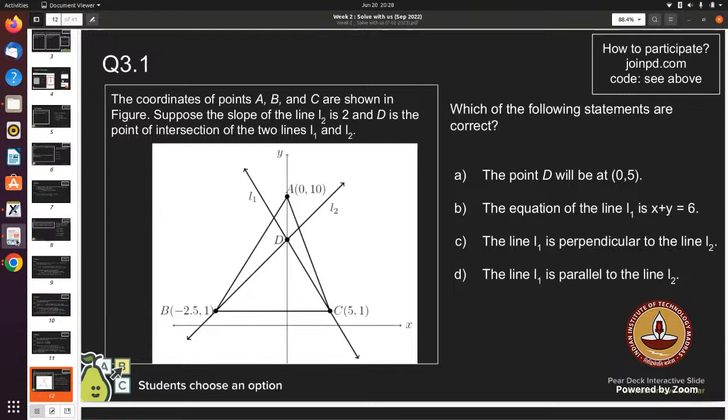Now, two straight lines are given, L1 and L2. The slope of L2 is given. The slope of L2 is 2. And D is the point of intersection of the two lines L1 and L2. So we have to find what D is. Which of the following statements are correct? So this you have to calculate.